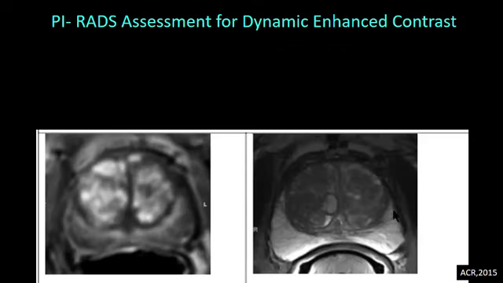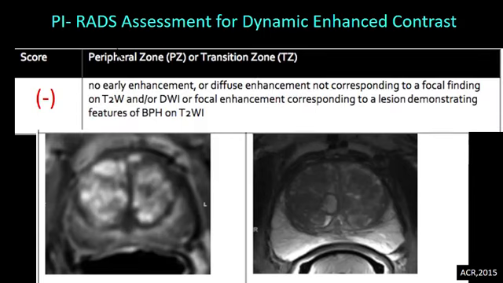Now, the problem, the misunderstanding, is what is negative? Obviously, if there's no lesion in the peripheral zone here, this is negative. But if this was diffusely enhancing as well, that would be a negative. So you have BPH nodules that are enhancing, that's negative. It's not because you're seeing this enhancement, but these are BPH nodules. Of course, you have to assess with T2 to make sure they are, and so that's a negative. So no early enhancement, or there's diffuse enhancement, it's a negative.